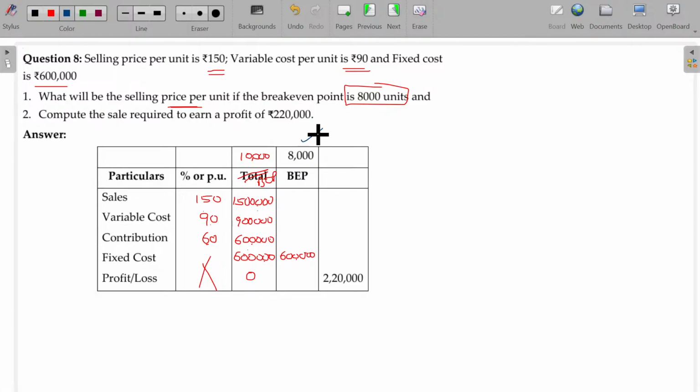This column is going to be used here. Your profit and loss being 0 at BEP, then your contribution is 6 lakhs. What about the variable costs here? Total variable cost is equal to variable cost per unit into number of units. Here variable cost per unit is 90. Number of units to be sold to attain the break-even point in the reversed case being 8,000. 90 into 8,000, what is the value? 7 lakhs 20,000 rupees.